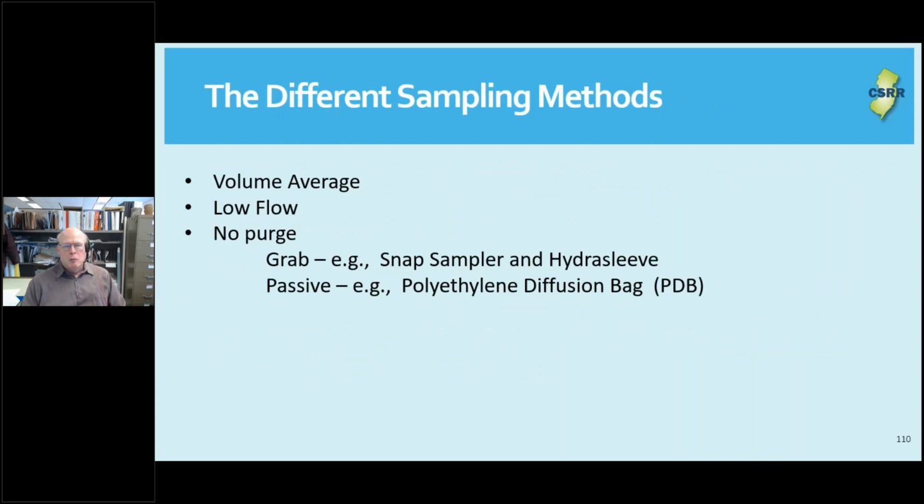The sampling methods can be roughly grouped into several categories, the main ones being volume averaged, low flow, and no purge. No purge itself is then subdivided into grab and passive. Examples of grab would be a snap sampler or a hydrosleeve. An example of a passive would be a regular or dual membrane polyethylene diffusion bag.